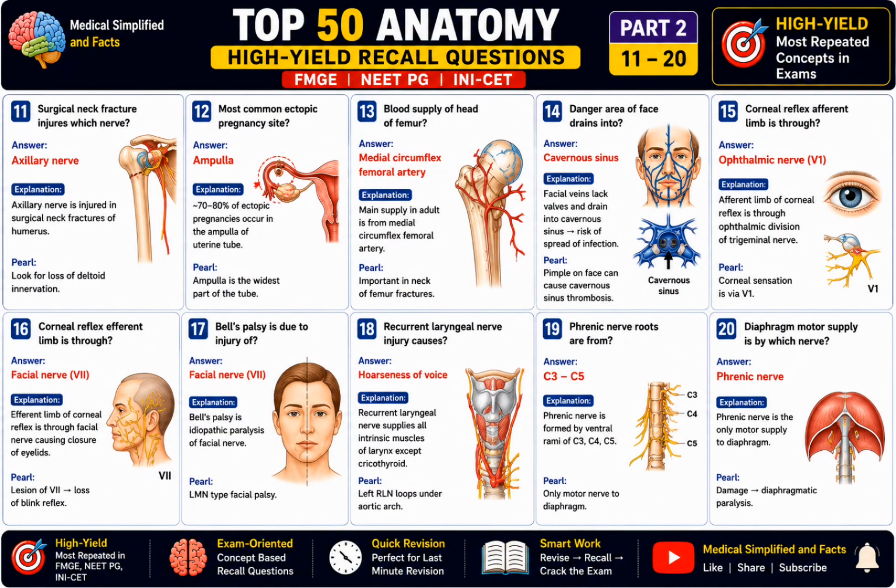Question 15. The afferent limb of the corneal reflex is through which nerve? Answer: the ophthalmic nerve, V1. Corneal sensation travels through the ophthalmic division of the trigeminal nerve.